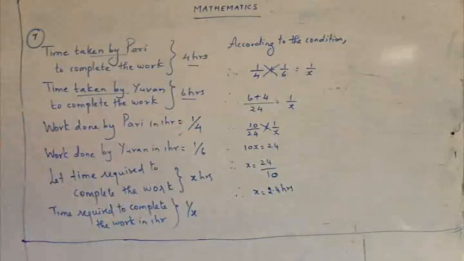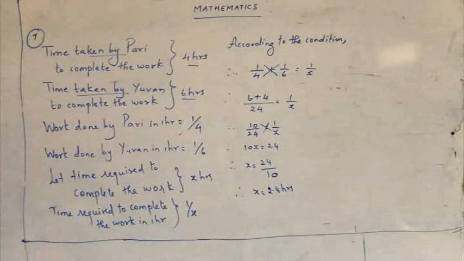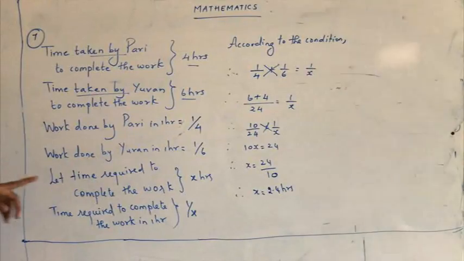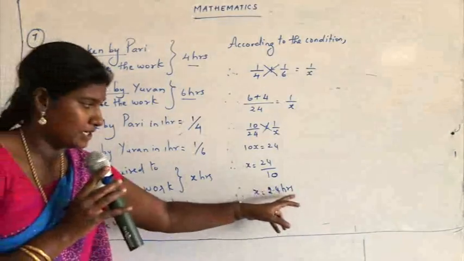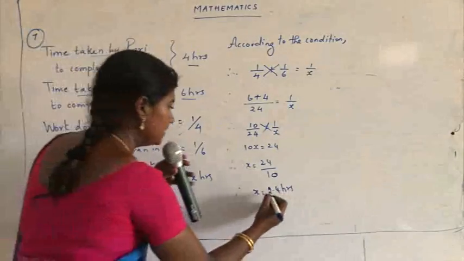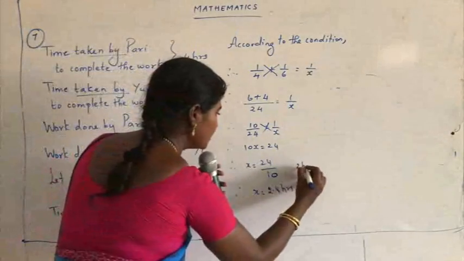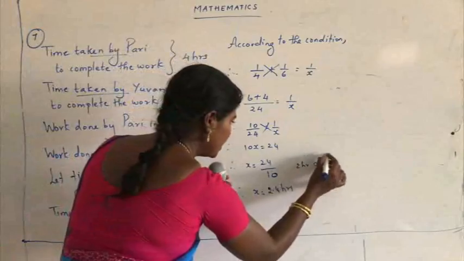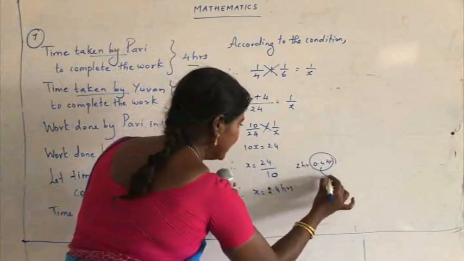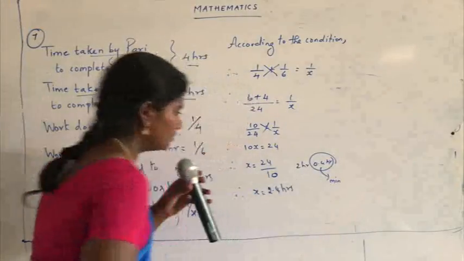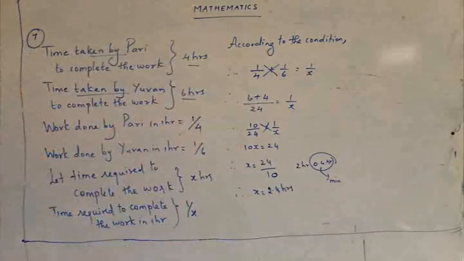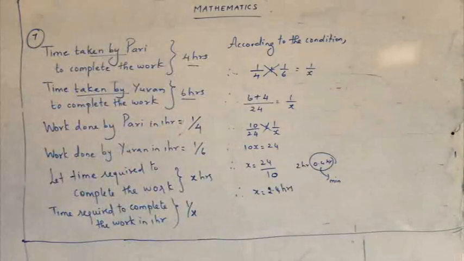We have to go for one more step. Just take down the steps till here. So x is 2.4 hours, and the 0.4 is there, so I have to convert this in terms of minutes. This is 2 hours and 0.4 hours. We are going to convert this 0.4 hours into minutes. Let's see how to convert that hour in terms of minutes.